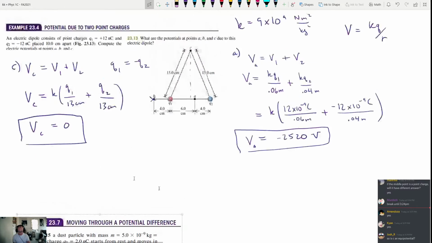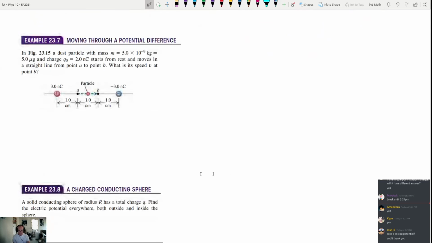Is C an equipotential? An equipotential in this case would be a line all along here. That would be an equipotential. Right there would be an equipotential, the line. Equipotential doesn't mean it has to be 0. It just means it has to have the same value. Okay? That's all that it means.